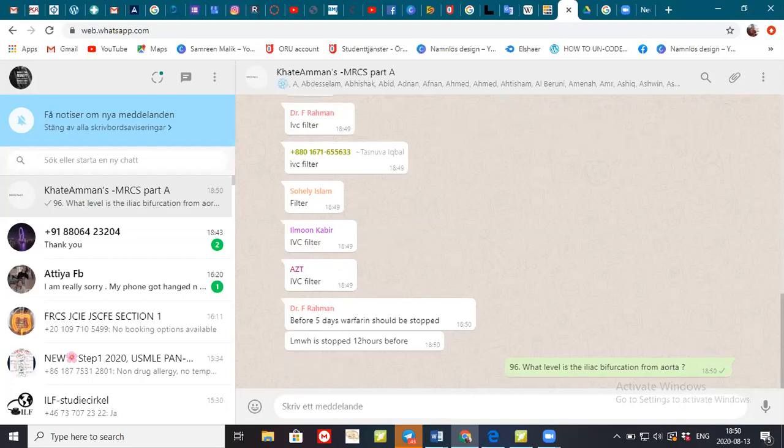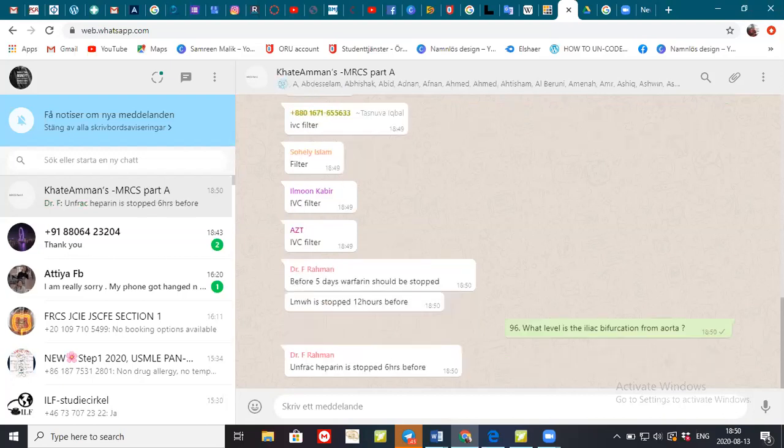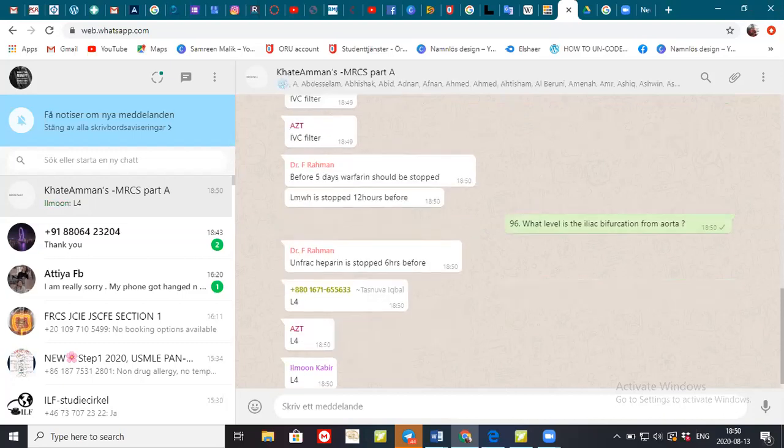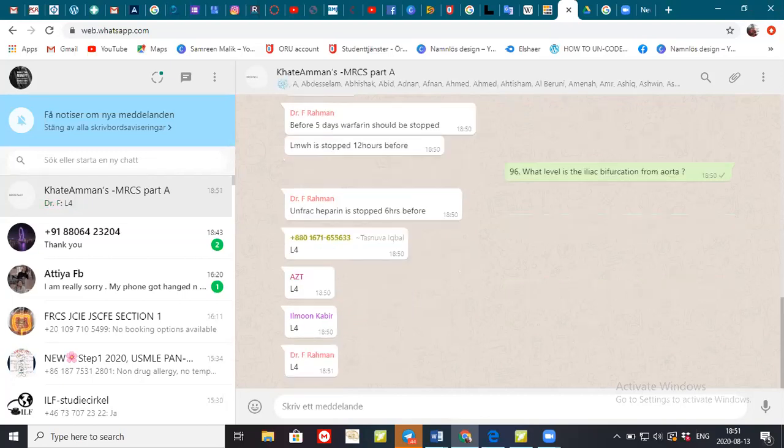At what level is the common iliac bifurcation? L4. And L5 is where the inferior vena cava forms. I think the other answer is correct: low molecular weight heparin is stopped 12 hours before and unfractionated heparin 6 hours before, I think. Maybe we have to check.